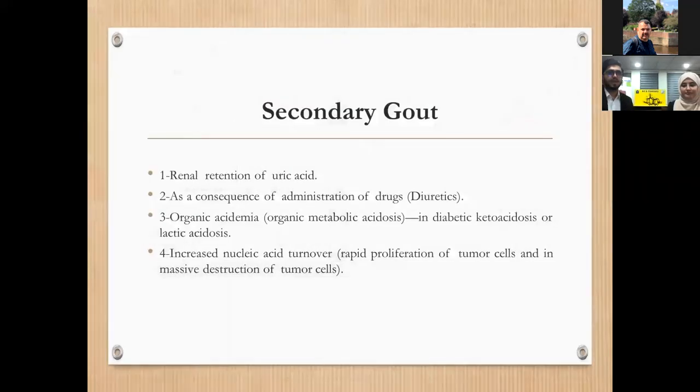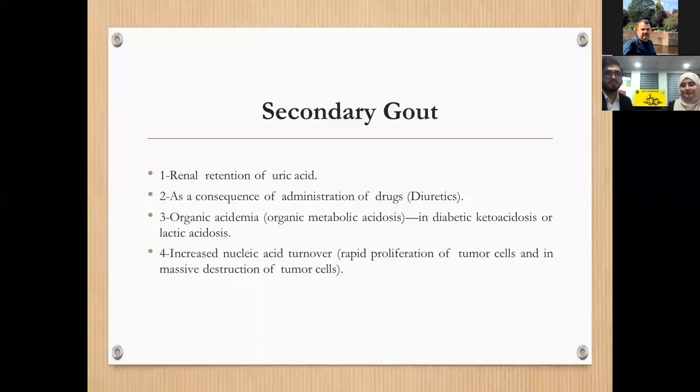And then we have secondary gout. Secondary gout is associated with hyperuricemia which is not the main problem, but happens in other conditions and diseases. For example, in case of renal retention of uric acid, as in any kidney disease, acute or chronic, we have decreased excretion of uric acid.